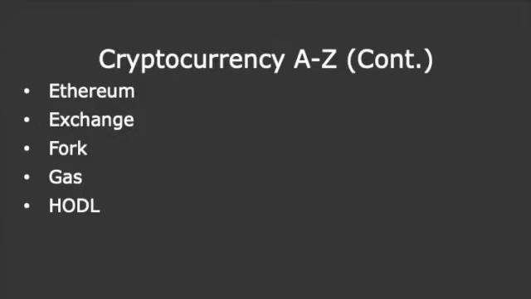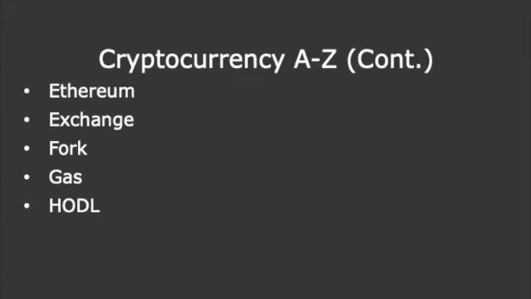Ethereum. Ethereum is the second largest cryptocurrency by volume. Ethereum is a crypto network and software platform that developers can use to create new applications and has an associated currency called Ether. Next is exchange. A cryptocurrency exchange is a digital marketplace where you can buy and sell cryptocurrency.